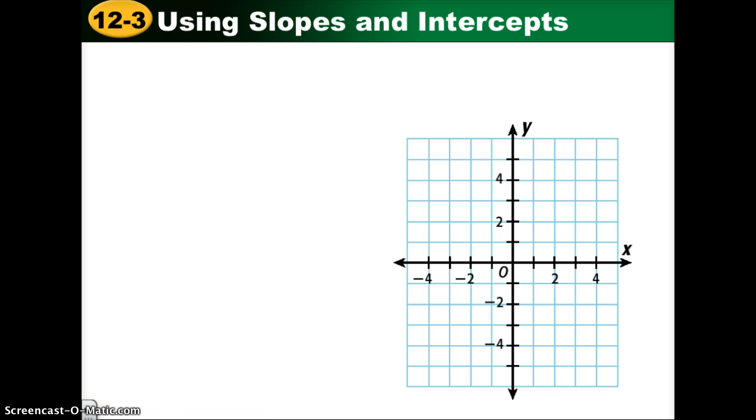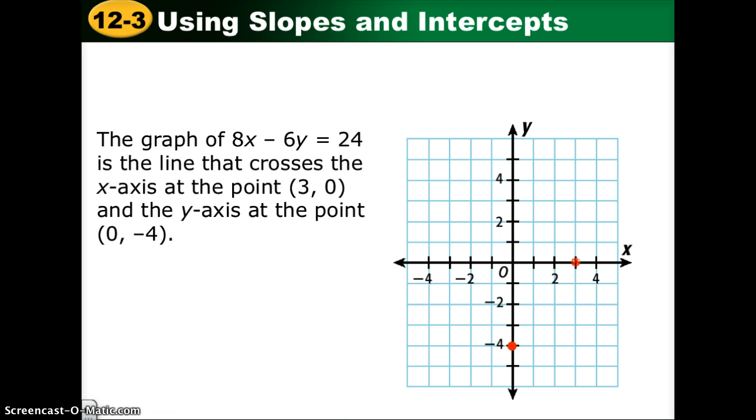You'll see some similarities in what we just graphed. We take our ordered pairs, and this equation happens to be the exact same location as the one we just graphed.